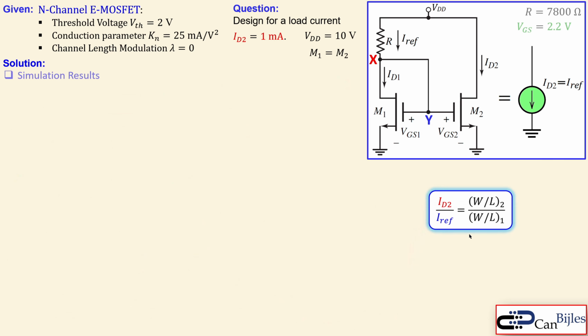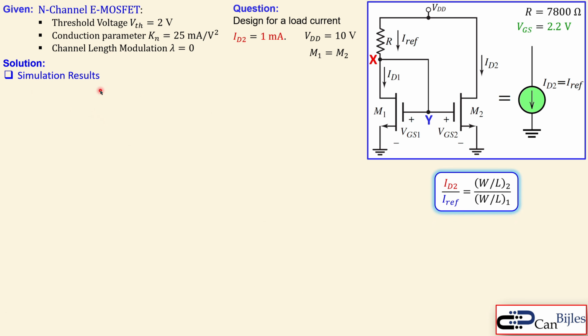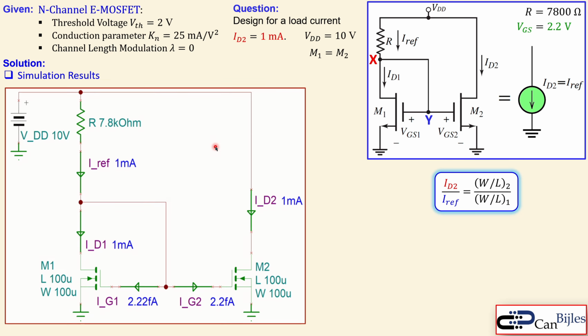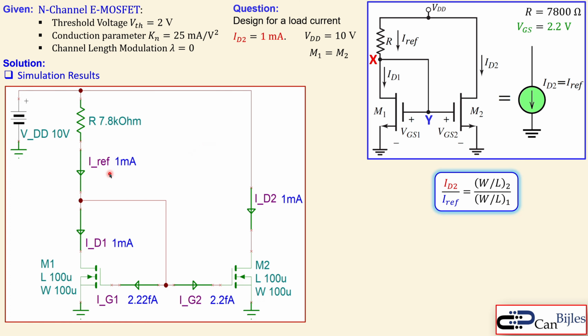Okay, let's bring this together and now check also our result in the simulations. This is what we have, so VGS2 and also the 7.8 kilo ohms for our resistor. Now, this is the circuit. You see here the IRF, which is 1 milliamp, and also the ID2, which is 1 milliamp, so that is also what we have said here. You also see that the ID1 is 1 milliamp.